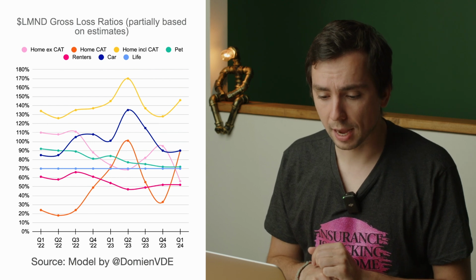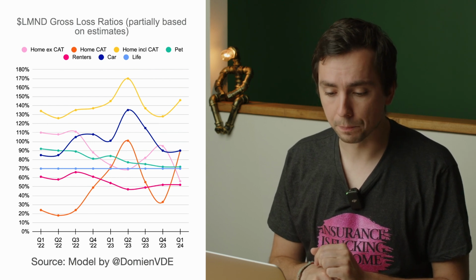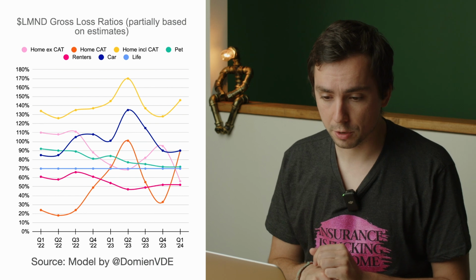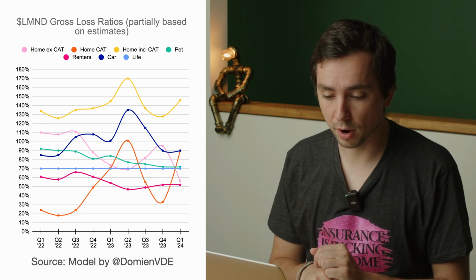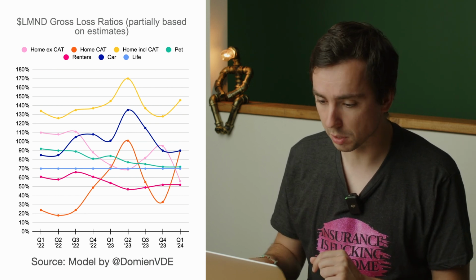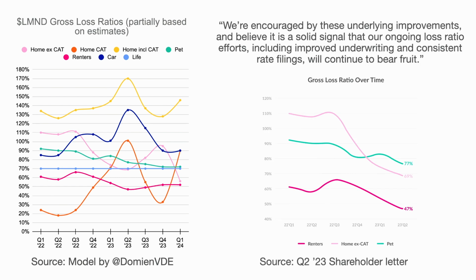Let's first look at the green and the pink lines. Those are pet and renters, and in the graph they showed us, let's maybe have a look at it side by side. They were going down, and as you can see, even into the future, based on my model, they continued to go down. So that's great.